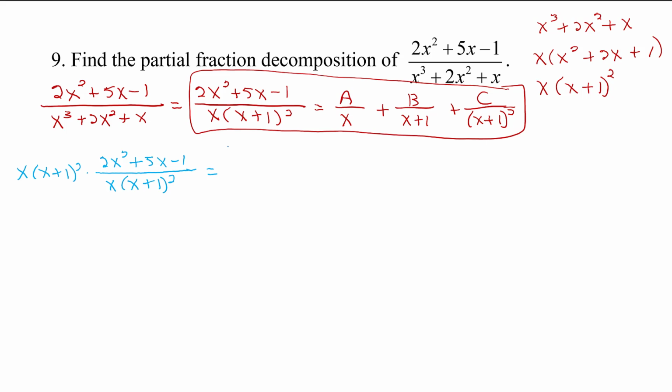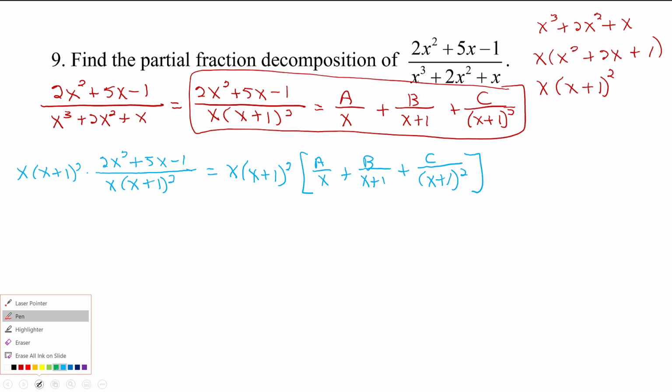And then this is going to equal, to keep the same equation that we started with, x times x plus 1 squared multiplied by, on the right side, a over x plus b over x plus 1 plus c over x plus 1 squared. We're basically getting rid of the fractions, if you can think of it that way. On the left-hand side, x times x plus 1 squared over x times x plus 1 squared is the same as 1. So we'll write our left-hand side as 2x squared plus 5x minus 1.